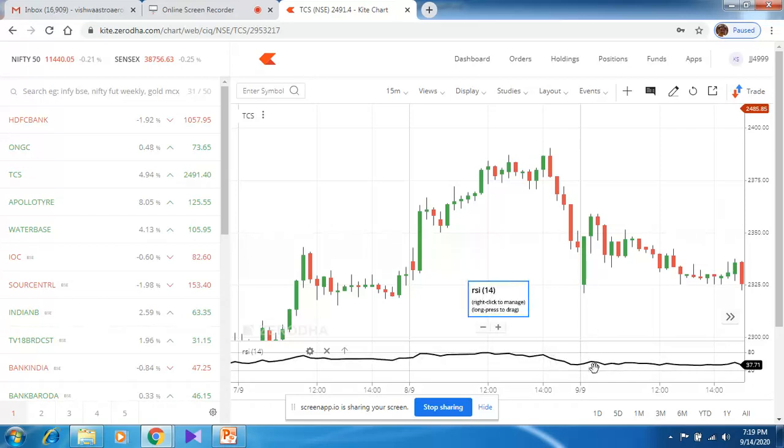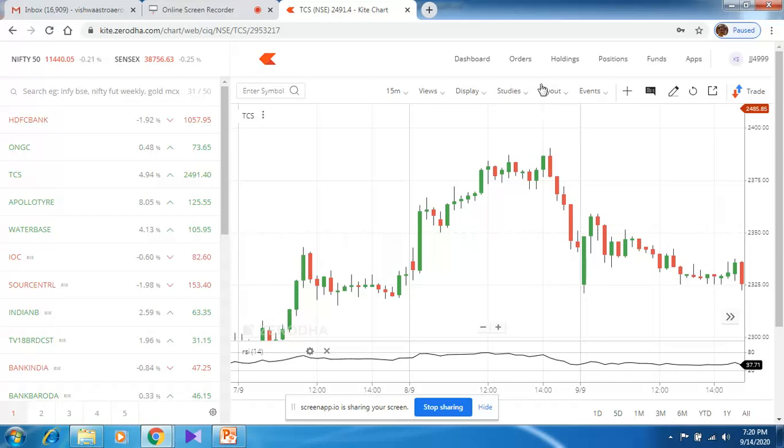Now similarly, if this curve is somewhere near this value of 20, it means it has been oversold. That means all the sellers have left the market. So now it is time for fresh buyers to buy the stock, so that this curve traces slightly upwards such that it reaches 80 gradually. Once again, when it reaches 80, people will start selling. So this is about RSI, or Relative Strength Index.